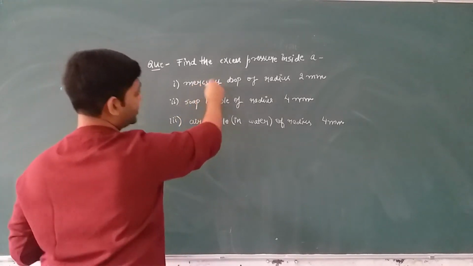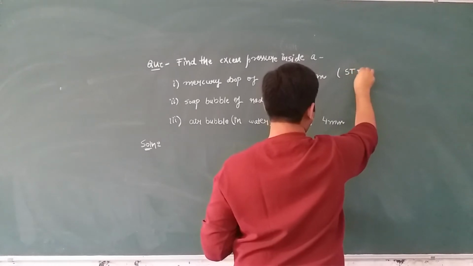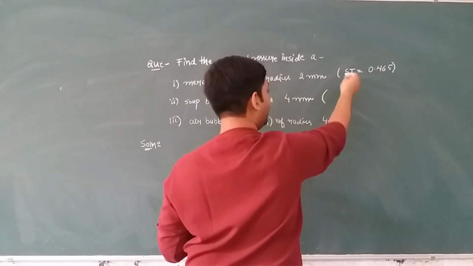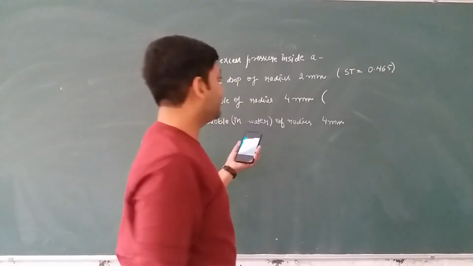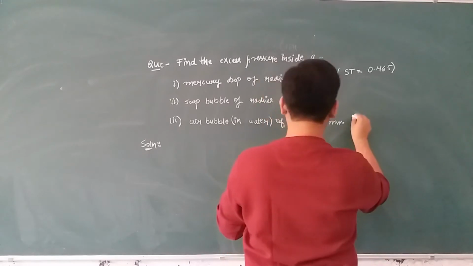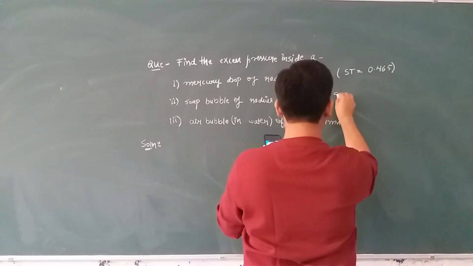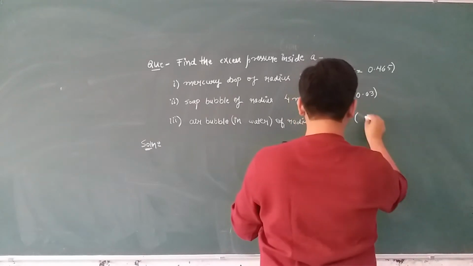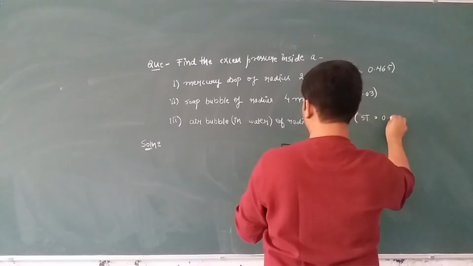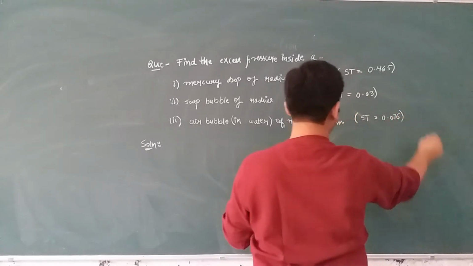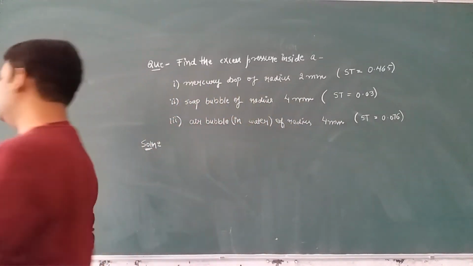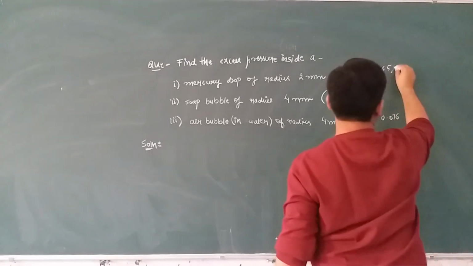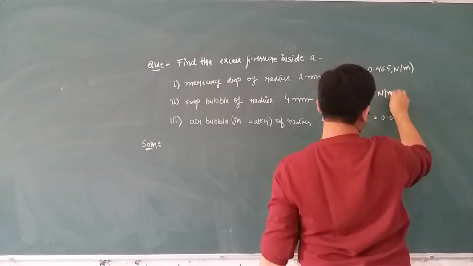So the value of surface tension for mercury, I am going to write here. Surface tension of soap bubble is 0.03, and surface tension of water is 0.076, and the unit is obviously Newton per meter, so it is important to mention the unit also. This is Newton per meter.